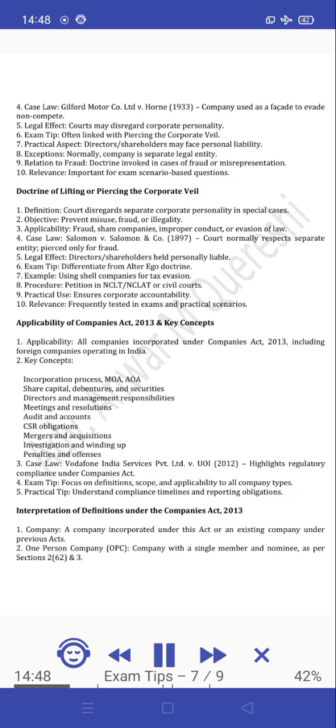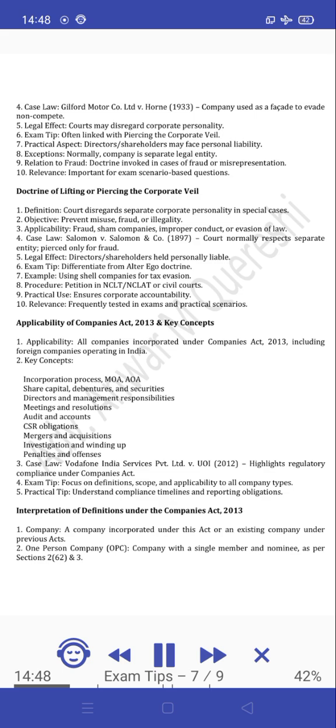4. Case law. Gilford Motor Company, Limited vs. Horn 1933. The company was used as a facade to evade a non-compete. 5. Legal effect. Courts may disregard corporate personality. 6. Exam tip. Often linked with piercing the corporate veil. 7. Practical aspect. Directors and shareholders may face personal liability.